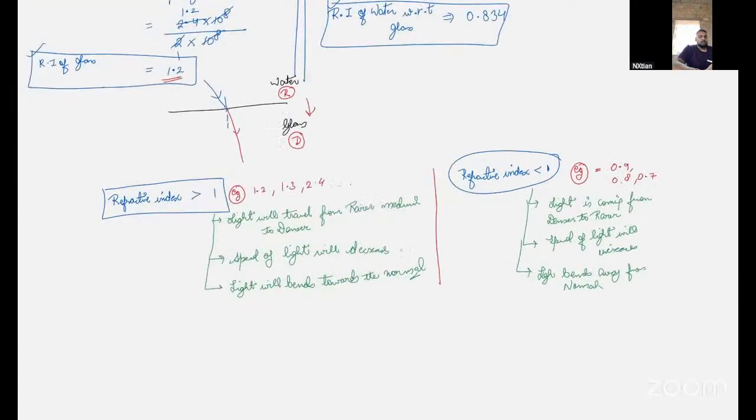So these three observations are made when the refractive index value is more than 1, and these three if it is less than 1. Did you understand, guys? Christiana?